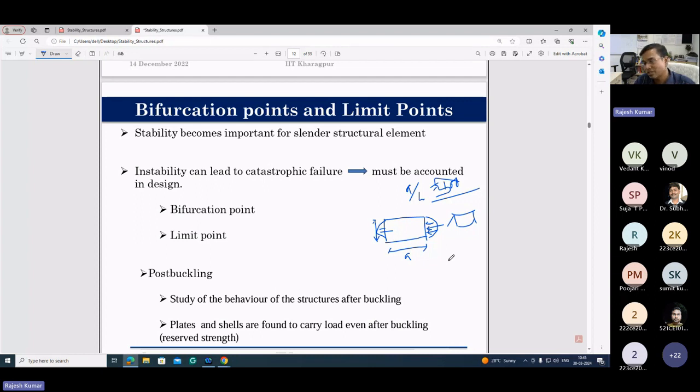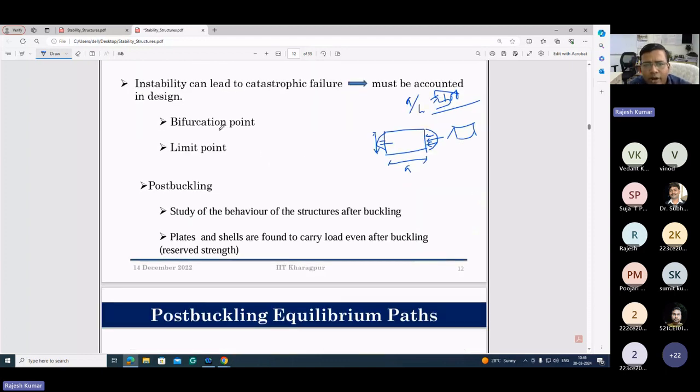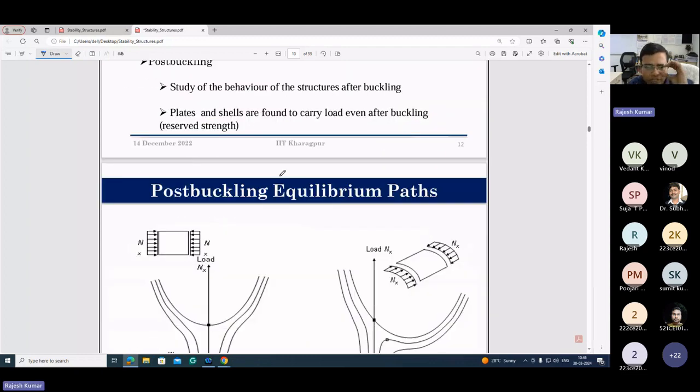And when a structural member becomes thinner, we have to study stability and see whether there is any loss of stability in that member or not. Okay, so here instability can lead to catastrophic failures, and must be accounted for in design. Bifurcation point and limit point, there are two points you have. Okay, what the bifurcation point and limit point are, we'll discuss.